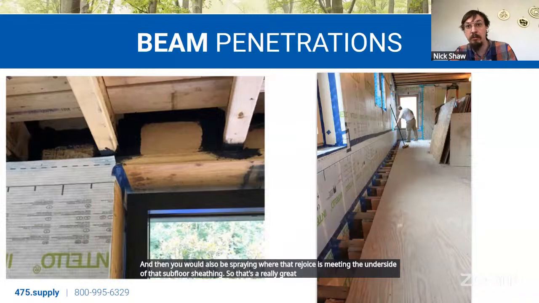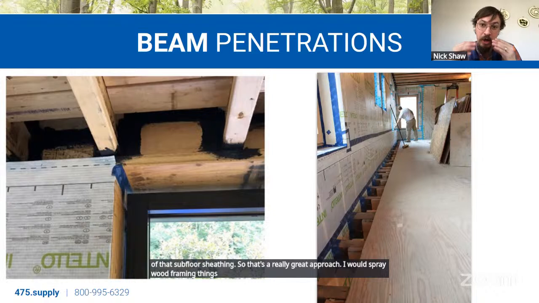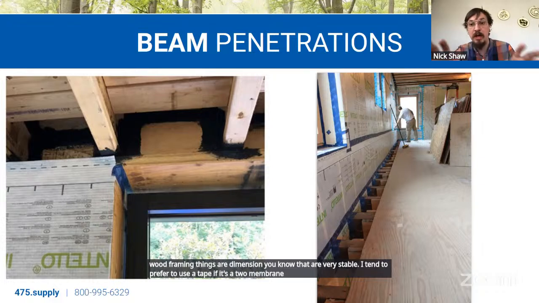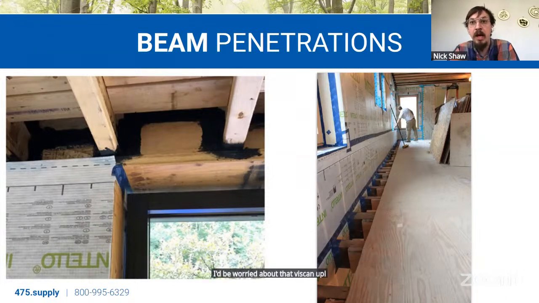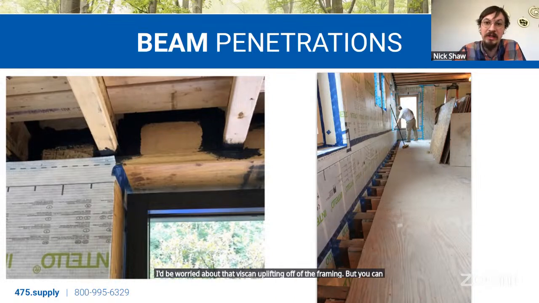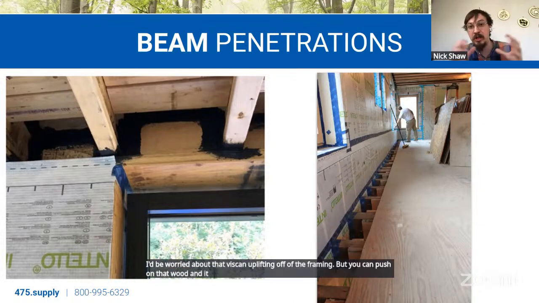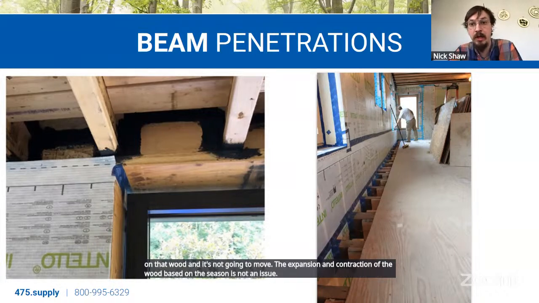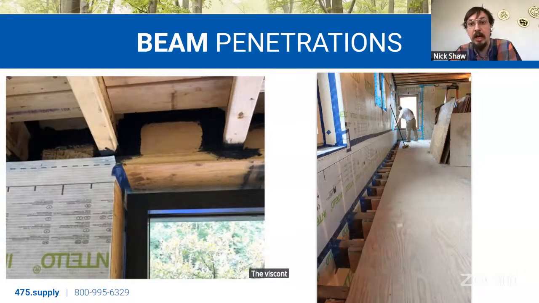I would spray wood framing, things that are dimensionally very stable. I tend to prefer to use a tape if it's a two membrane connection, because the membrane kind of has this flex if someone were to push on it. I'd be worried about that Viscon uplifting off of the framing. But you can push on that wood and it's not going to move. The expansion and contraction of the wood based on the season is not an issue. The Viscon can elongate and stay airtight with that wood movement.